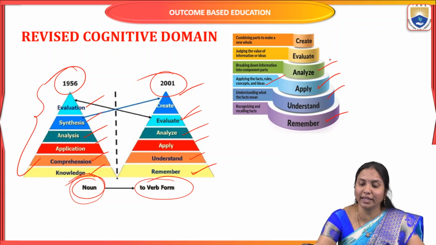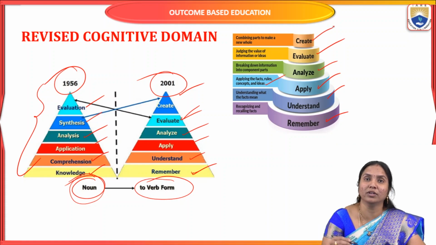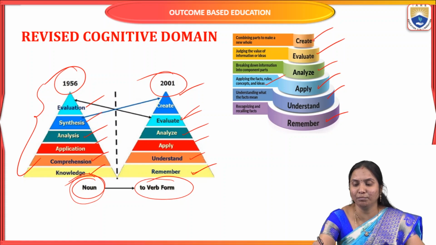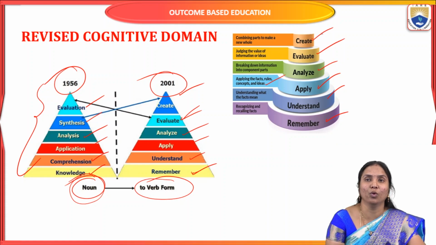Analyzing means breaking down information into component parts, that means simple parts. How can we analyze? If we are giving problems to students, how can we analyze? And after that, evaluate, that means judgment, judging the value of information or ideas. And the final step of this revised Bloom's taxonomy is create, combining parts to make a new whole.